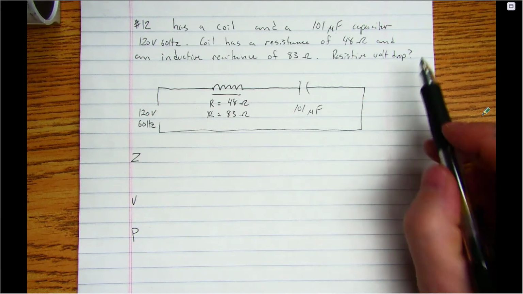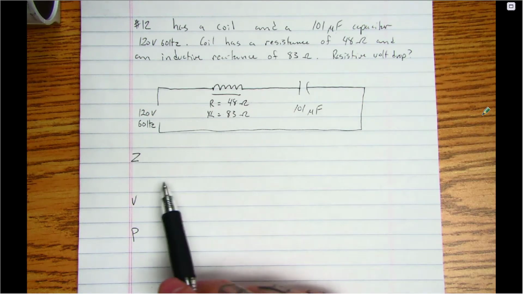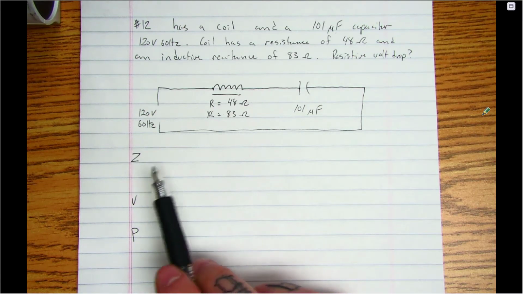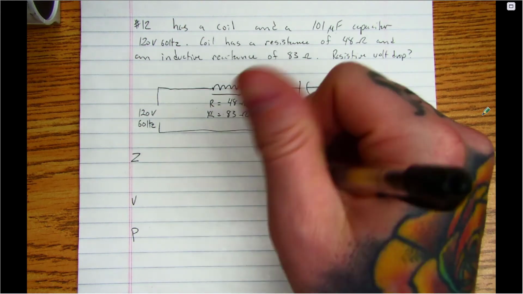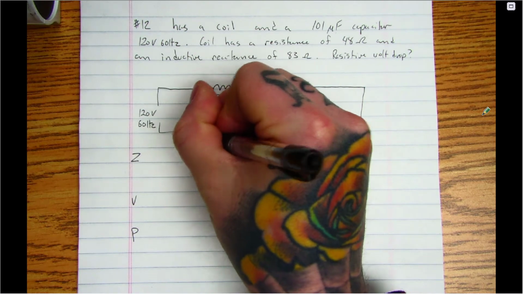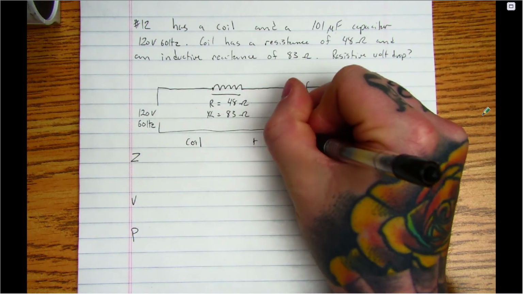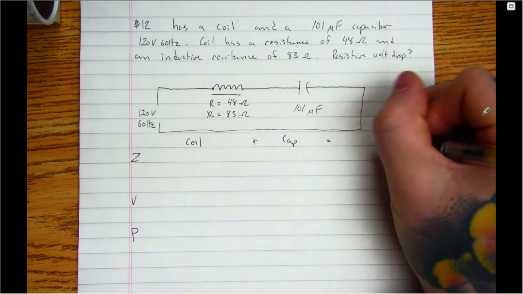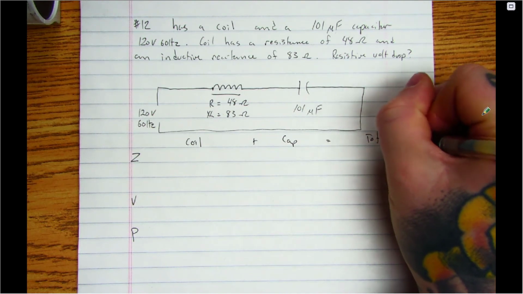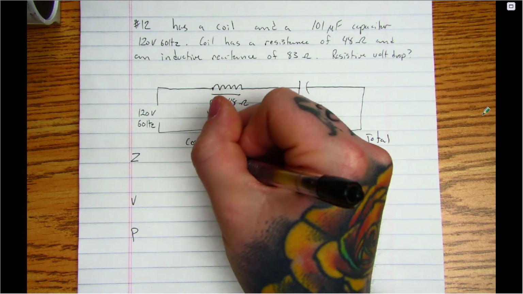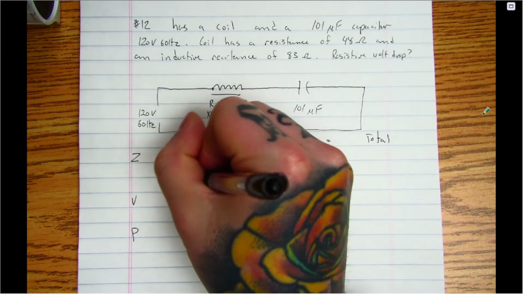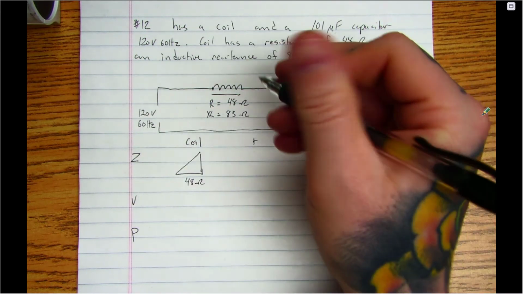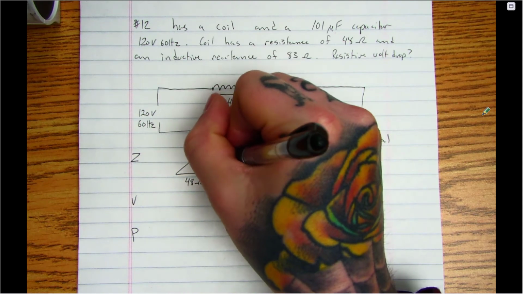If it's asking for the resistive volt drop, we're probably only going to have to deal with these top two because they've given us ohmic values and they want volt drops. So I'm going to have my coil section, and I'm going to be adding that to my capacitor, and then I'm going to have a total. My coil is going to be a triangle because it's got both components. So I'm going to put 48 ohms here, and 83 ohms here.